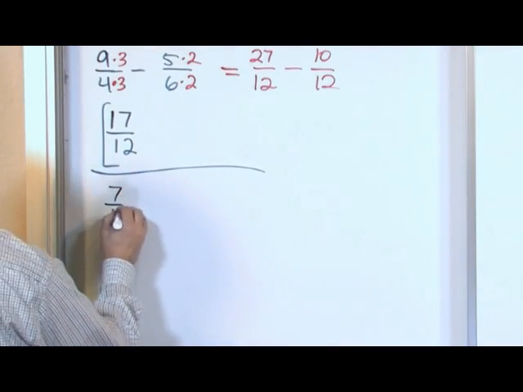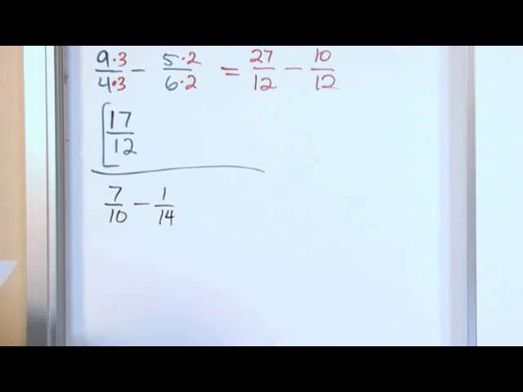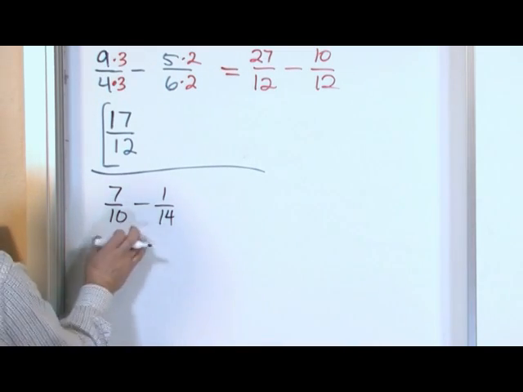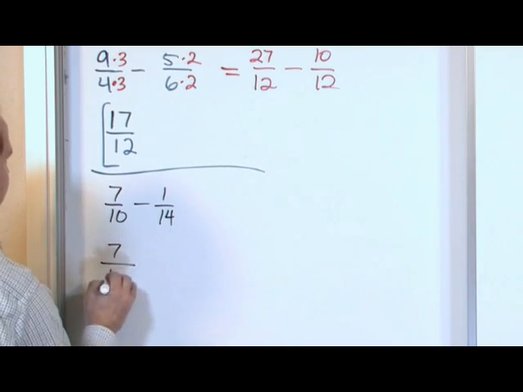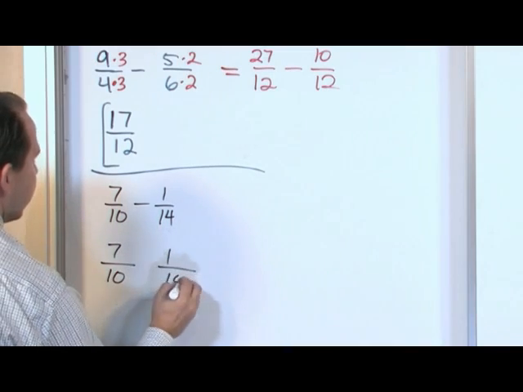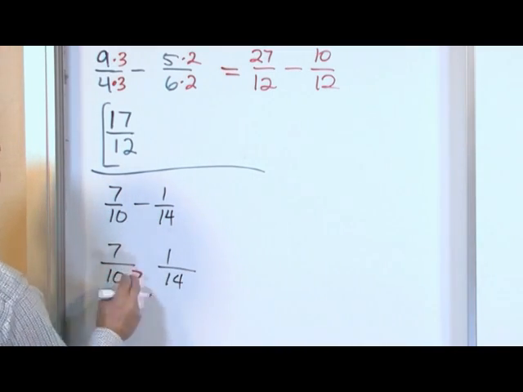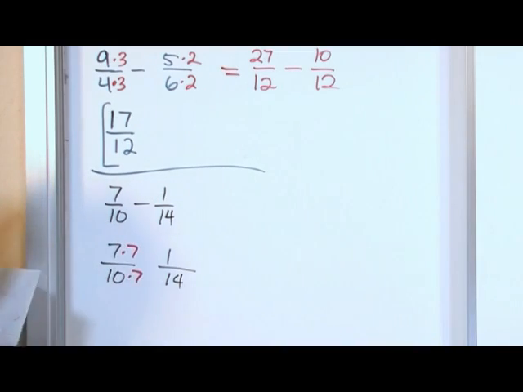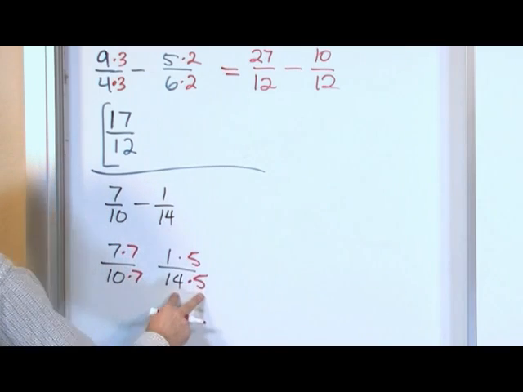7/10 minus 1/14. Looks like a very scary problem prior to today. But what we need to do is figure out a common denominator. What can we multiply these to sort of make them the same thing? I can choose anything I want to do, but if you play with it enough and think about it enough, if I multiply this one by 7 on the bottom, I'm going to get 70. I've got to do it on the top to make it legal. If I multiply this one over here by 5, I'm also going to get 70.